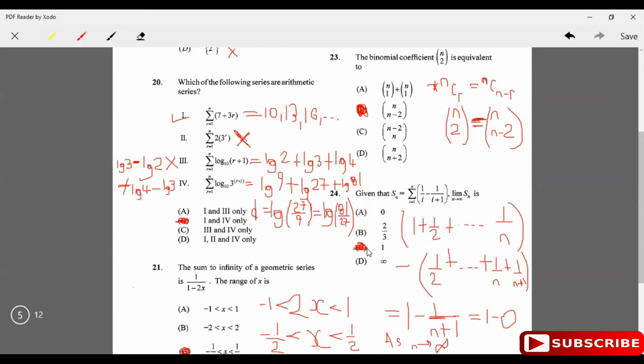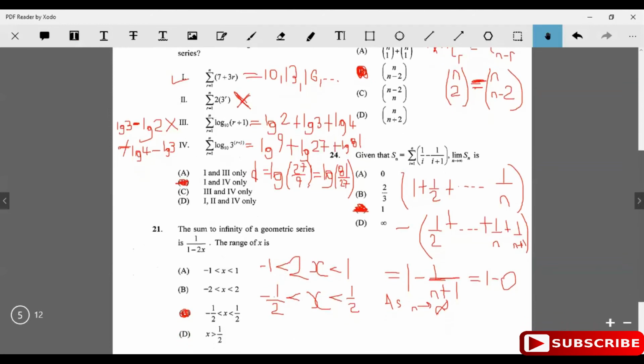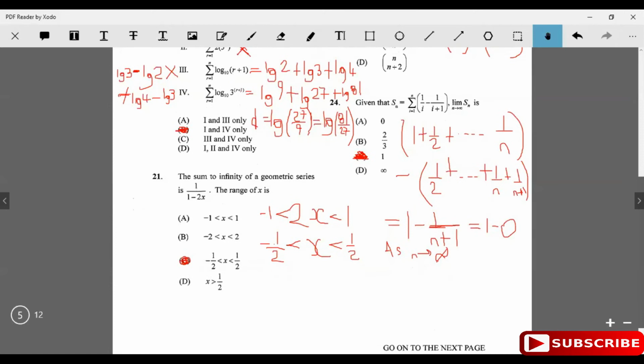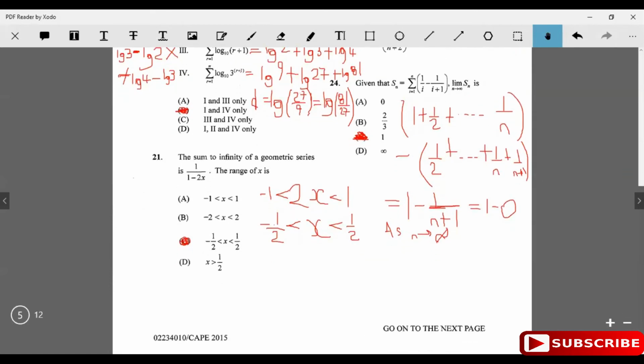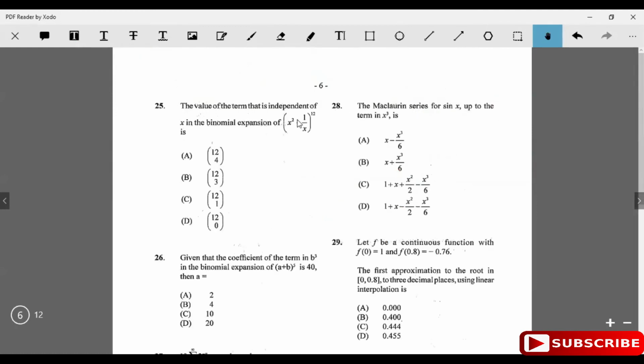Yes, sir. Easy question. As n approaches infinity, n plus 1 approaches infinity as well. And then 1 over n plus 1 approaches 0. Very good. Easy stuff. This is a repeat as well.